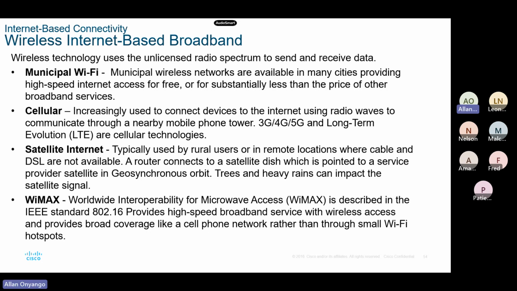For very remote places, things like ships in the ocean, aeroplanes in the sky, and desert places where there's no other connectivity, satellite internet has been a very good one, even in rural areas. It's normally providing internet services in synchronous orbits, okay? Sometimes it might be impacted by trees or even heavy rains. Then we have WiMAX, the worldwide interoperability for microwave access. This is IEEE 802.16, high speed, more than Wi-Fi, and it covers very large areas, with a very long radius of connectivity.